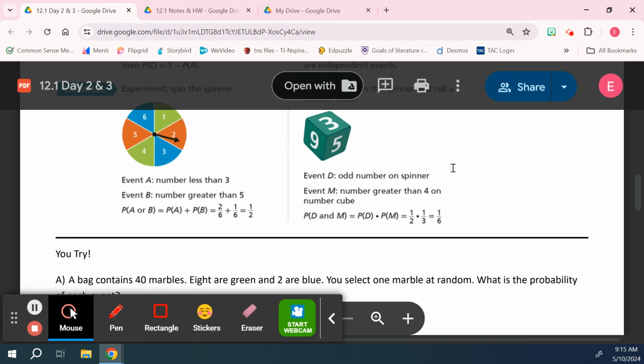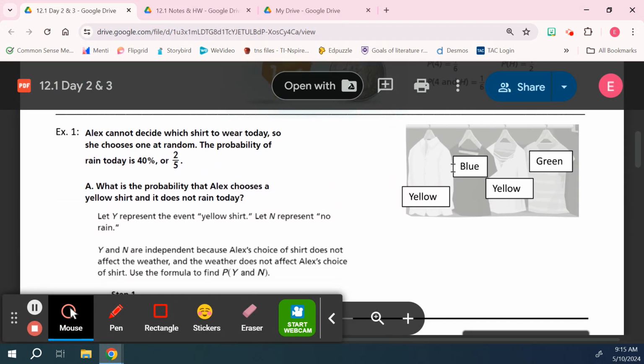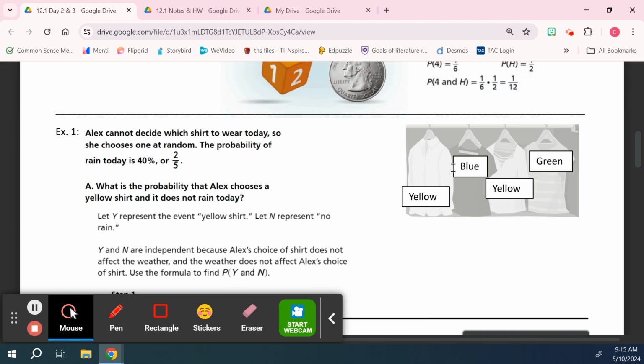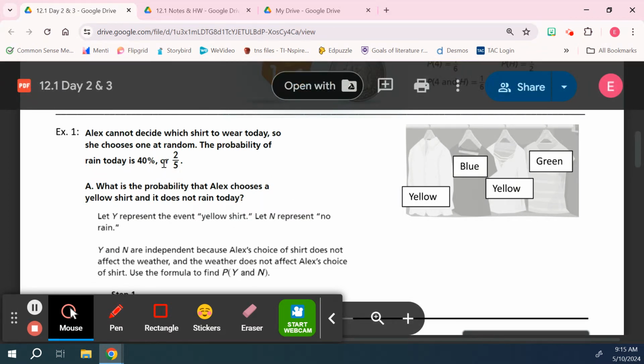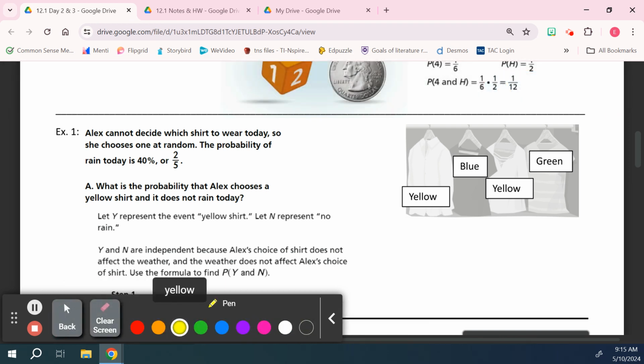All right, so let's take a look at this first example. So Alex cannot decide which shirt to wear today, so she chooses one at random. The probability of rain today is 40% or 2/5. What is the probability that Alex chooses a yellow shirt and it does not rain? All right, so the first thing we're going to do is we're going to look at the probability of a yellow shirt. Can you guys see that? I'm trying to stick with colors if I can. Now there are 2 yellow shirts out of the 4, so that's 2 over 4, which gives us a total of 1/2 probability of her selecting a yellow shirt.